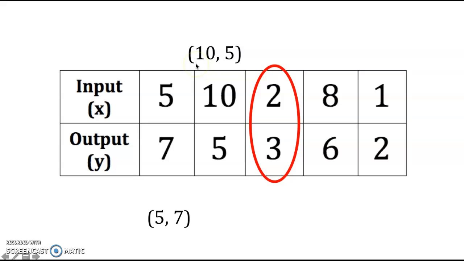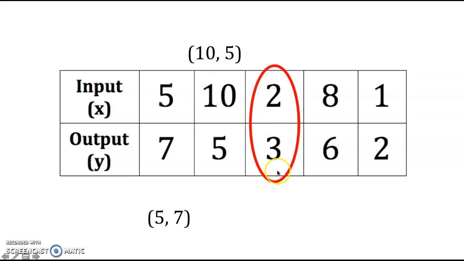Now some fifth graders might write 10, 5, as I said before. It's extremely important to note that we have these parentheses. I said this before and I'm going to say it again. The parentheses indicate that this is an ordered pair, not just a list of numbers.